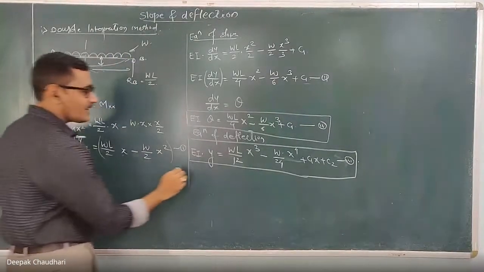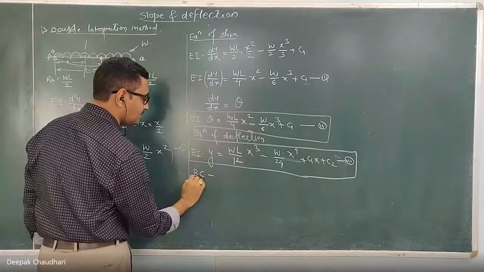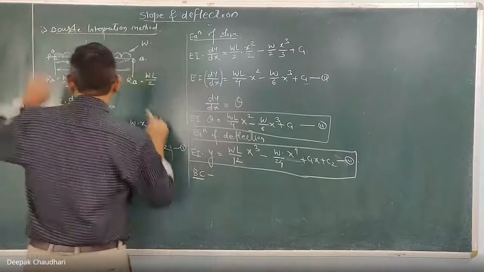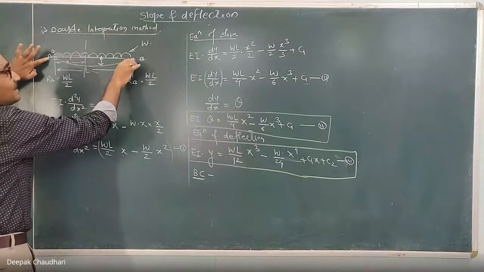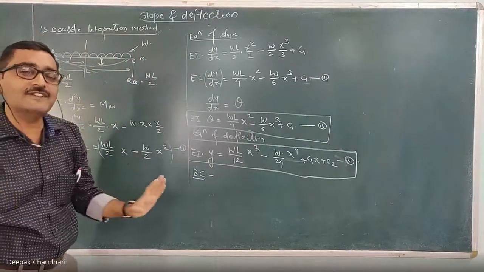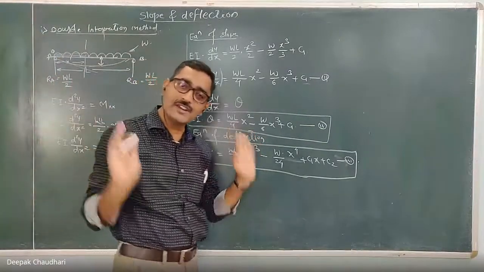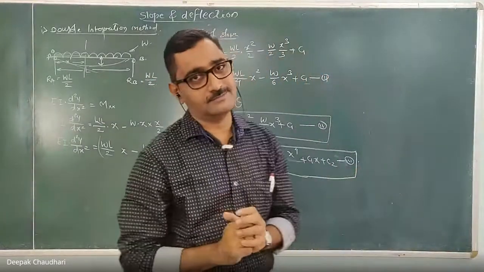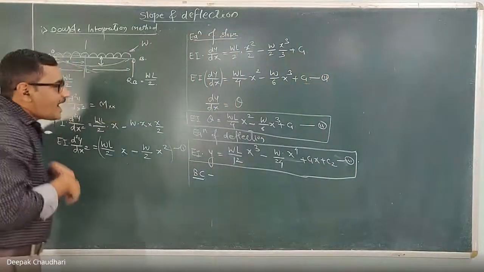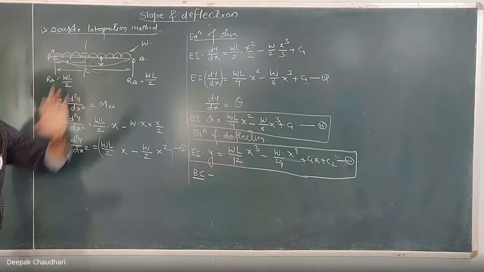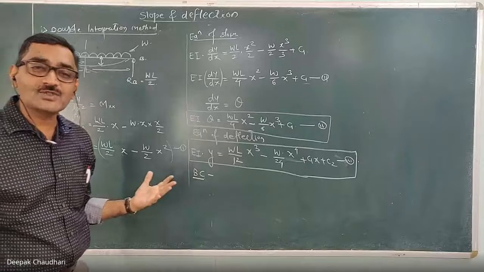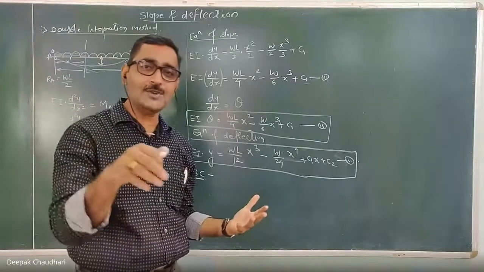Okay, so which boundary conditions can you use here? For a simply supported beam, at the support the deflection is always to be considered as 0 because we are assuming that the supports are non-yielding. So if at A and B the supports are non-yielding and there is no deflection, how can we write this in terms of boundary conditions?